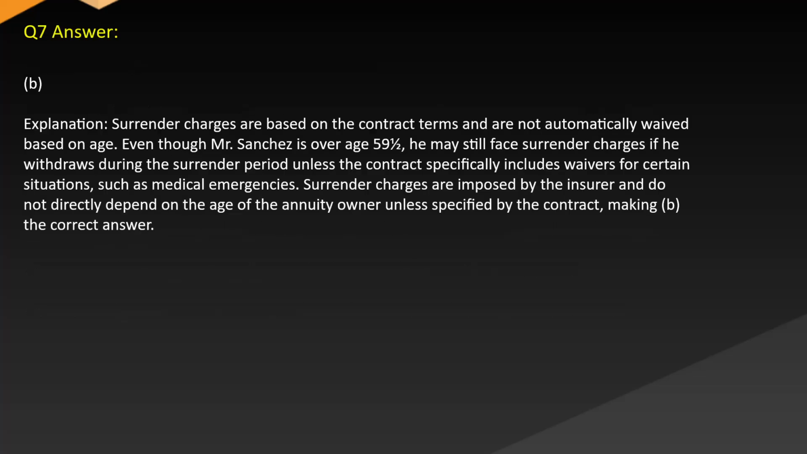Answer B. Explanation. Surrender charges are based on the contract terms and are not automatically waived based on age. Even though Mr. Sanchez is over age 59½, he may still face surrender charges if he withdraws during the surrender period unless the contract specifically includes waivers for certain situations, such as medical emergencies. Surrender charges are imposed by the insurer and do not directly depend on the age of the annuity owner unless specified by the contract, making B the correct answer.